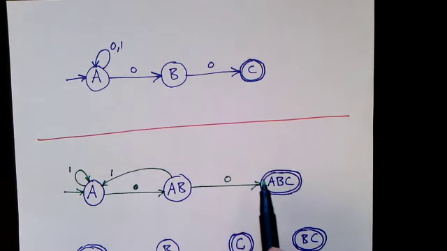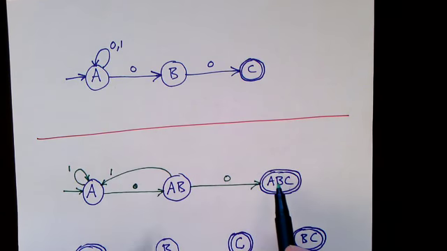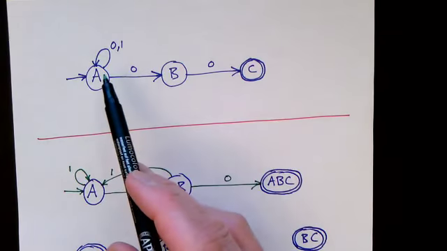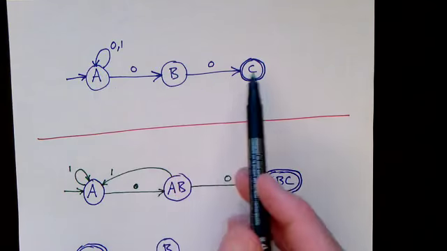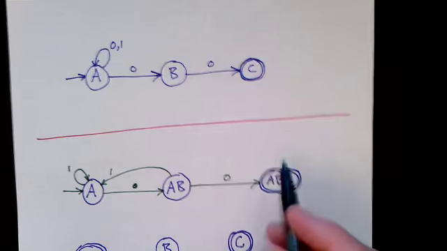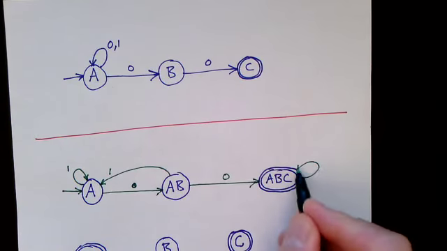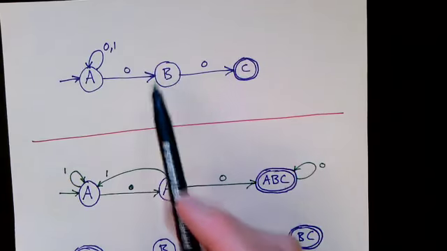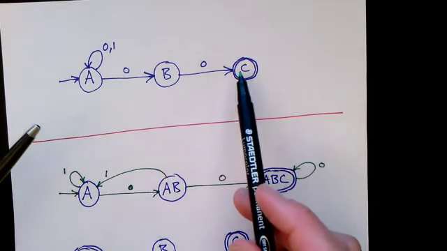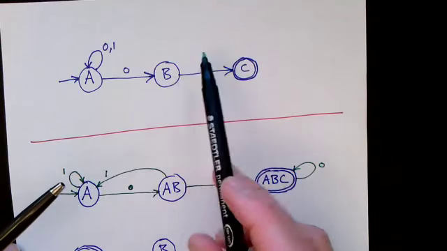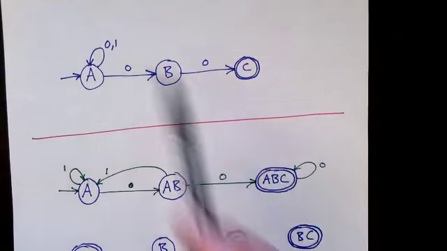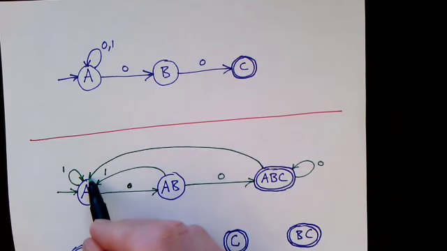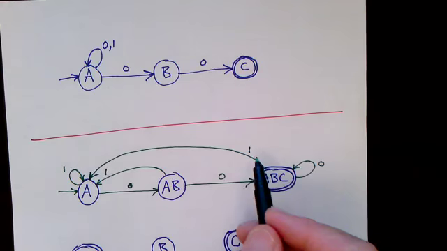And what about if we are in state ABC and we see a 0? Well, if we're in A, we stay in A or go to B. If we're in B, we go to C. So we could reach either A, B, or C. So on a 0, we stay in this state. If we're in A, B, and C all together and we see a 1, well, C, we have no place to go. B, we have no place to go. From A, we stay in A. So we would then be only in state A. So I'm going to put a transition back to state A and label it with 1.